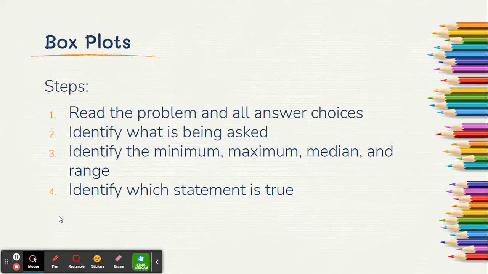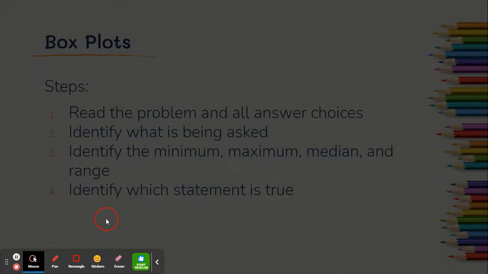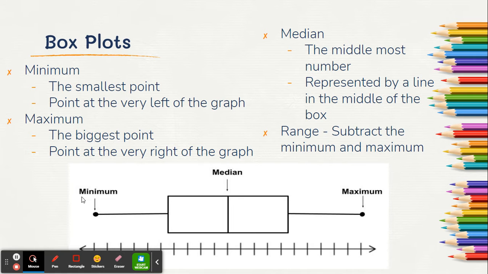So it's just like the dot plots. We're going to go through the statements and we're going to see which one is true and which one's not. Okay, so first we need to know the minimum. We know minimum, that means it's the smallest point. So it's the point at the very left of the graph. So my minimum down here is always going to be this very first point on here. Okay, and this is called a box and whisker plot because these kind of look like whiskers coming off the box. So this minimum is always going to be at the end of the first whisker.